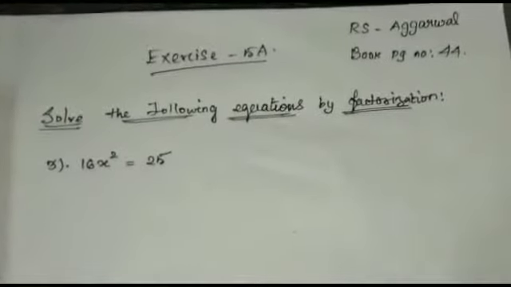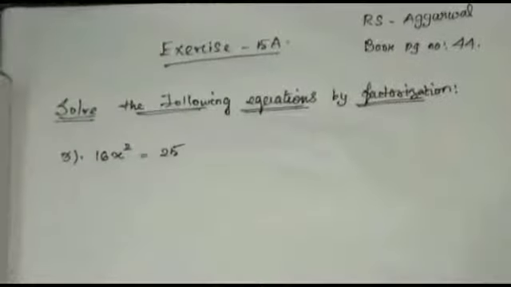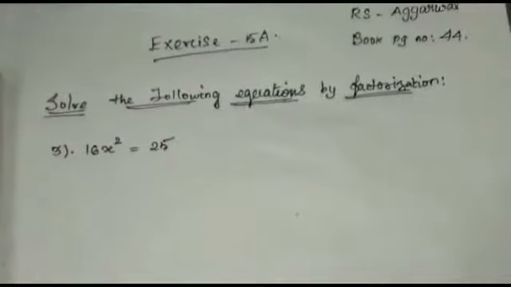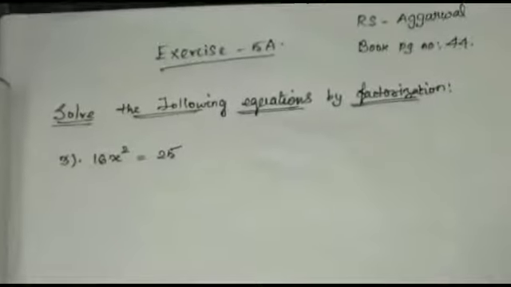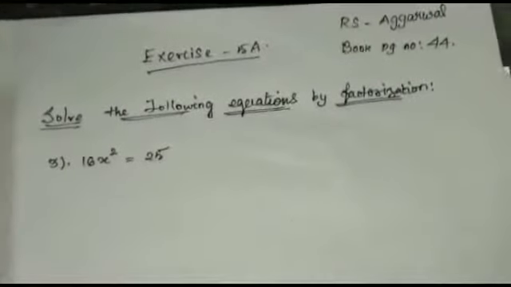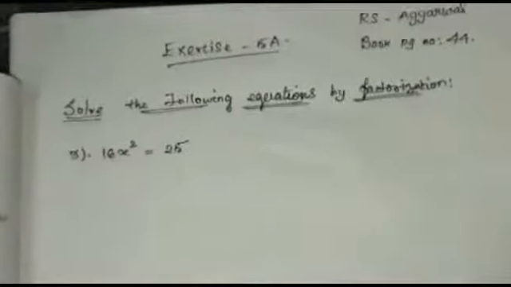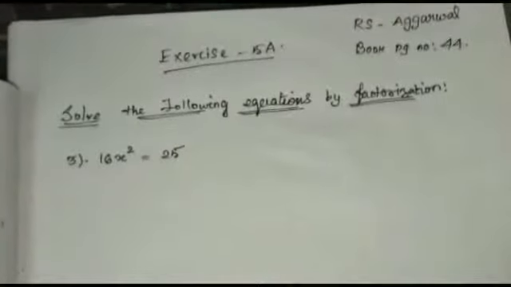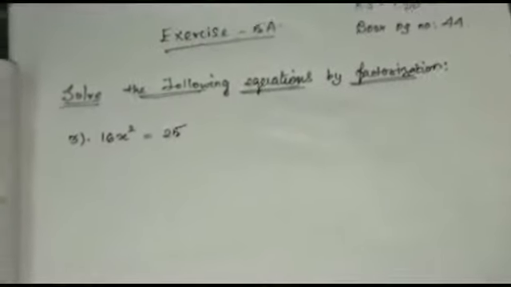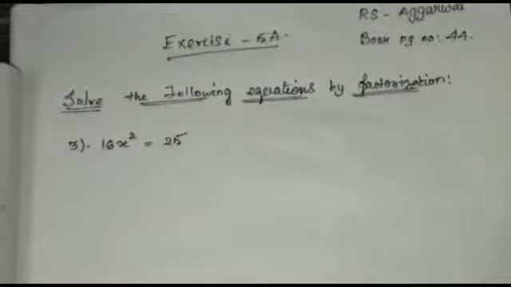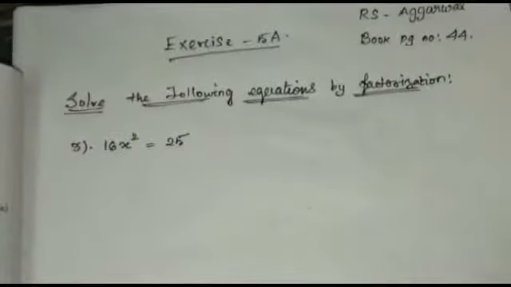So this question now I am going to solve. Look at this question here: 16x square is equal to 25. And the question heading is solve the following equations by factorization. So when we are factorizing, you have to change the given equation into the general form.